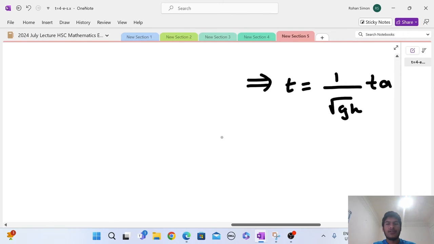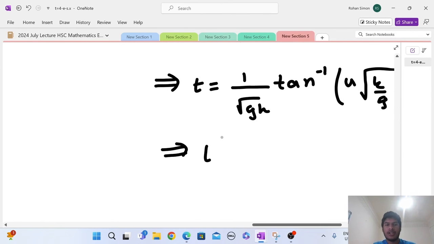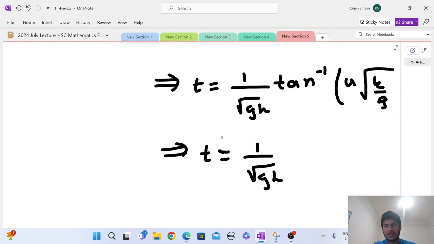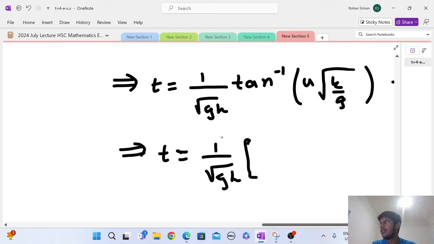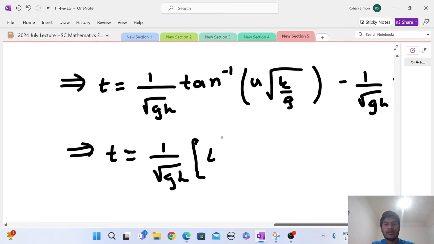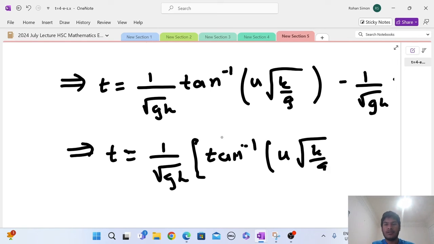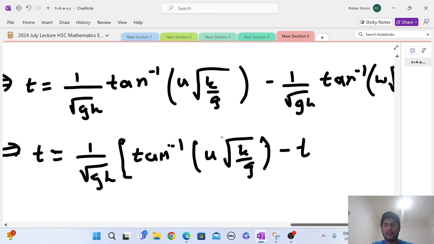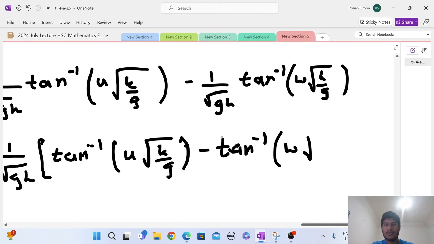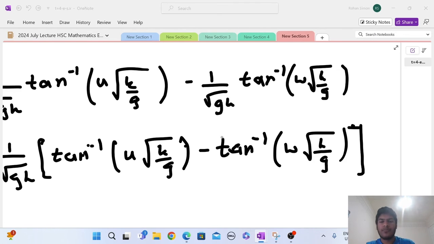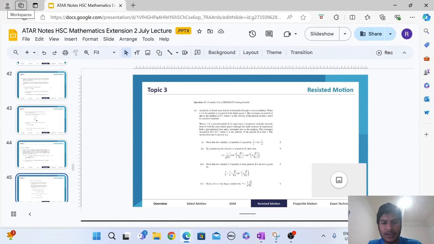Okay, and so our t expression, if we pull out a 1 on root gk, is pretty much what we're looking for, so I'm just cleaning it up into the form that they've specifically asked for. Tan inverse of u square root k on g minus tan inverse w square root k on g, and so we're done. Okay, so that was part 2, 3 marks, not too bad.